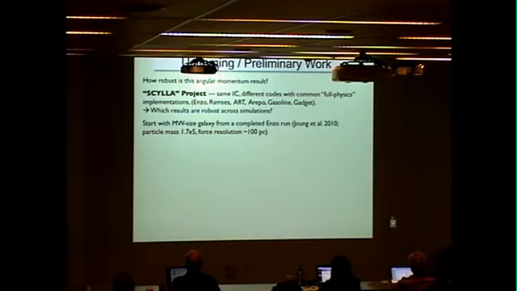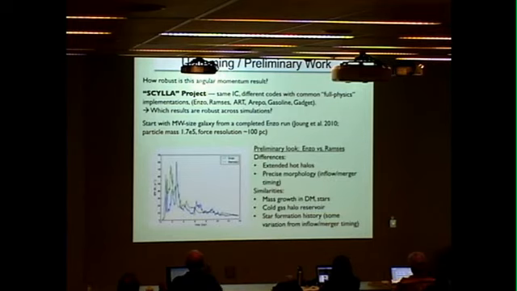So we're starting with, again, a Milky Way-sized galaxy, starting with the Enzo run from Young et al. 2010. The particle mass there, force resolution a little better than our past ones, 100 parsecs. So very preliminary, not all the simulations are done yet, a couple of them are, so this is a very first look, comparing our Enzo to a Ramses simulation.